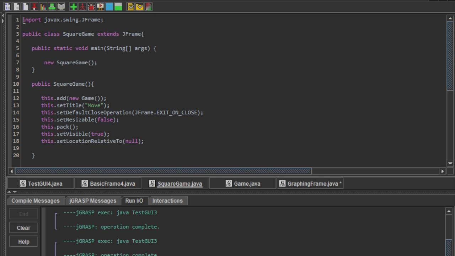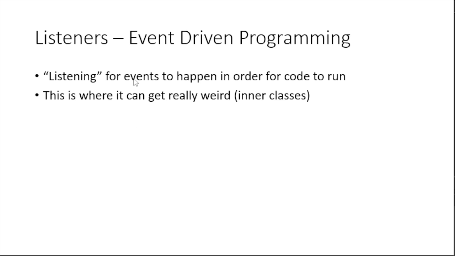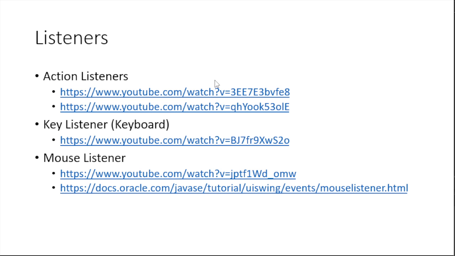One thing to be aware of is that, because of the way listeners are programmed, there are methods that are required in order for a listener to be treated as a complete set of code. There are a few different sets of listeners: action listeners, key listeners, and mouse listeners.